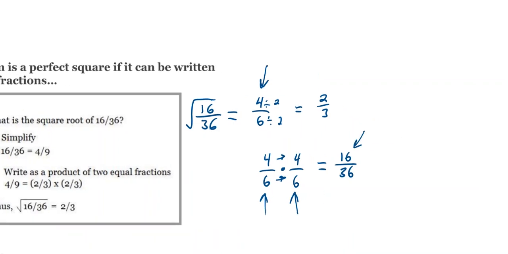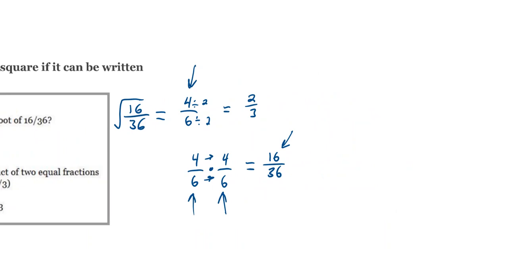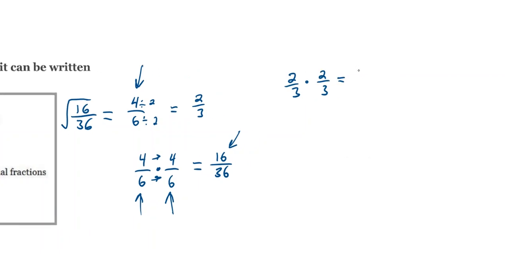What about that 2 over 3 though? This is why I was saying it was a little confusing example. 2 over 3 is the same thing as 4 over 6. So what if I go 2 over 3 times 2 over 3? What do I get? 4 over 9. Because 3 times 3 is 9. Well, I could have simplified 16 over 36 first if I wanted to, and that would have been 4 over 9. And it would have worked out.